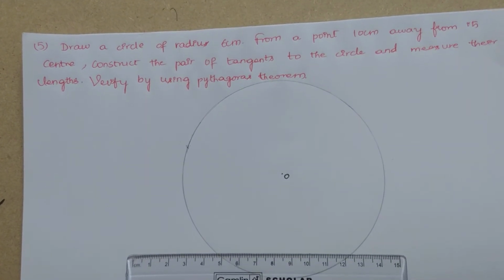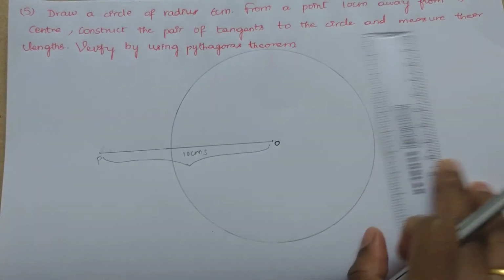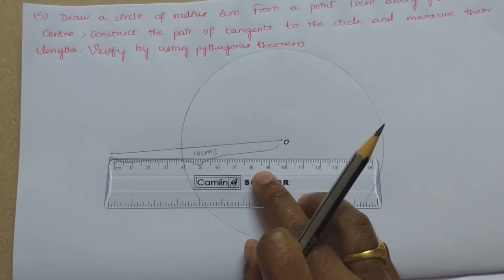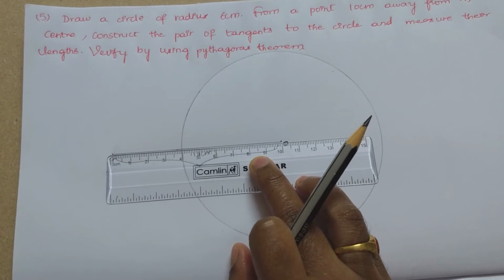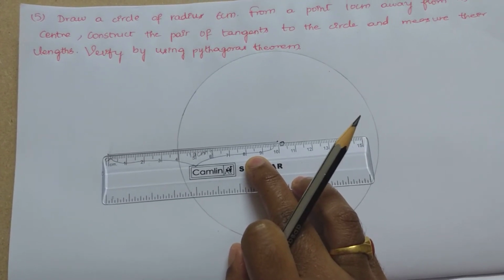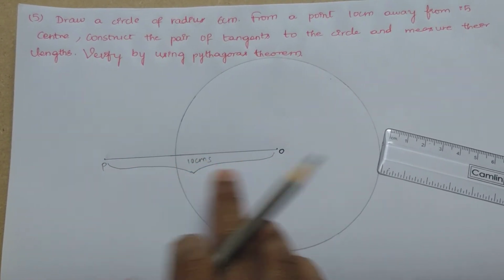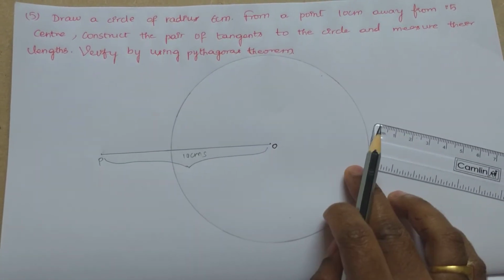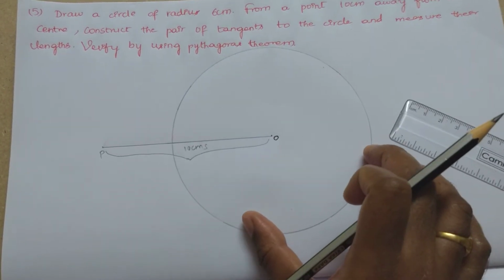Let us do that now. You can see here, from O I have taken a point at a distance of 10 centimeters. So the distance of OP will be 10 centimeters here. Clear? You can see in the scale. After that I have joined the line OP. I have joined these 2 points. So we have constructed a pair of tangents from an external point.